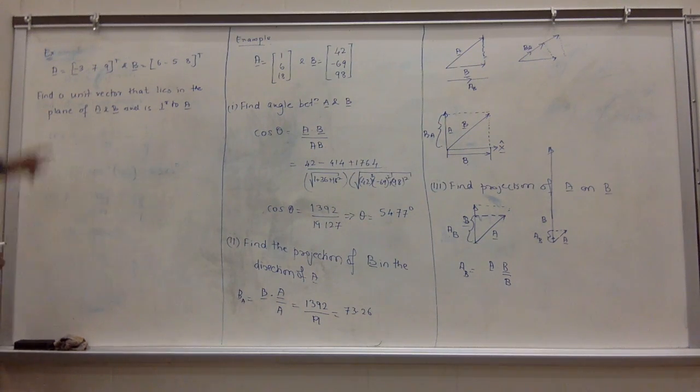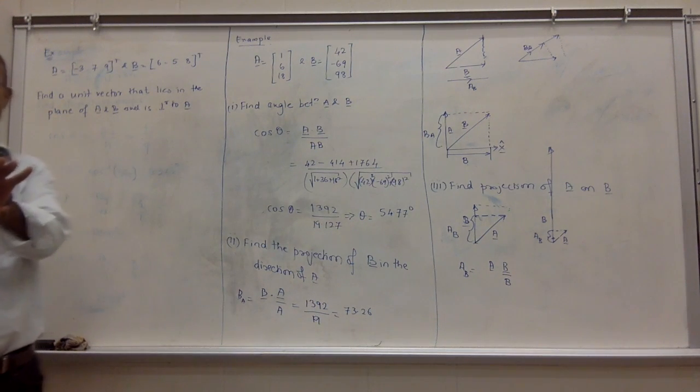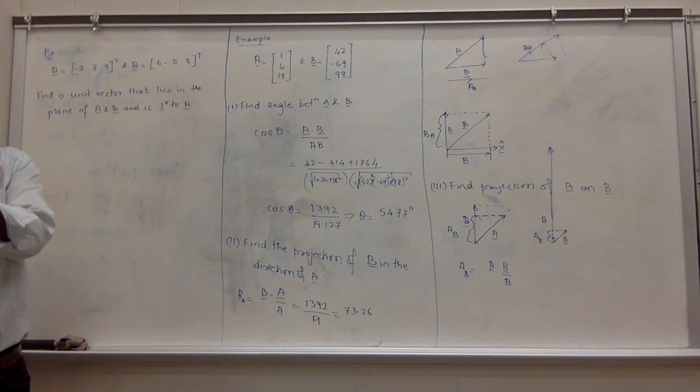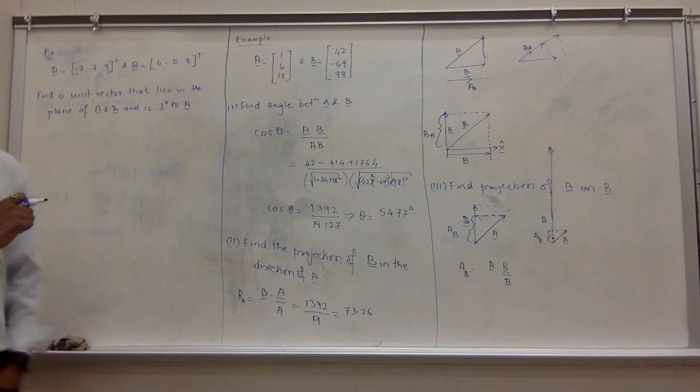The question is, you are given two vectors. Find a unit vector that lies in the plane of AB. I mentioned to you, or we discussed last class, that any two vectors will always form a plane. So these two vectors are forming a plane. How do you find a unit vector that lies in the plane of AB and is perpendicular to A?